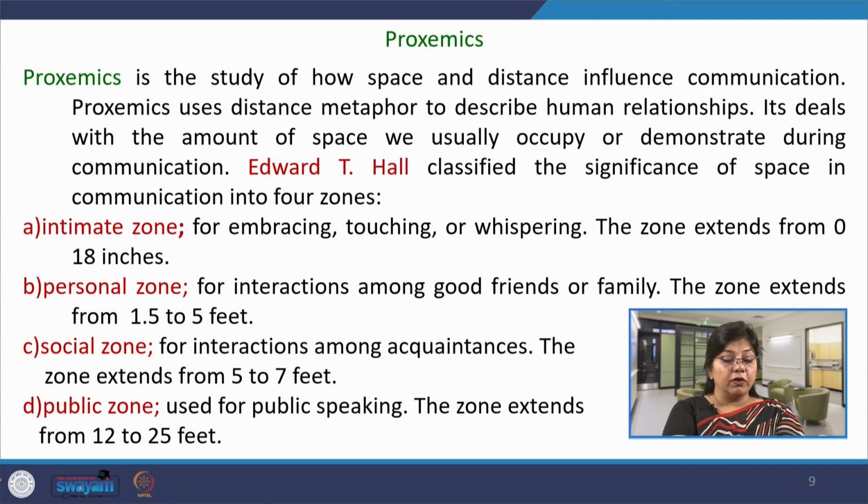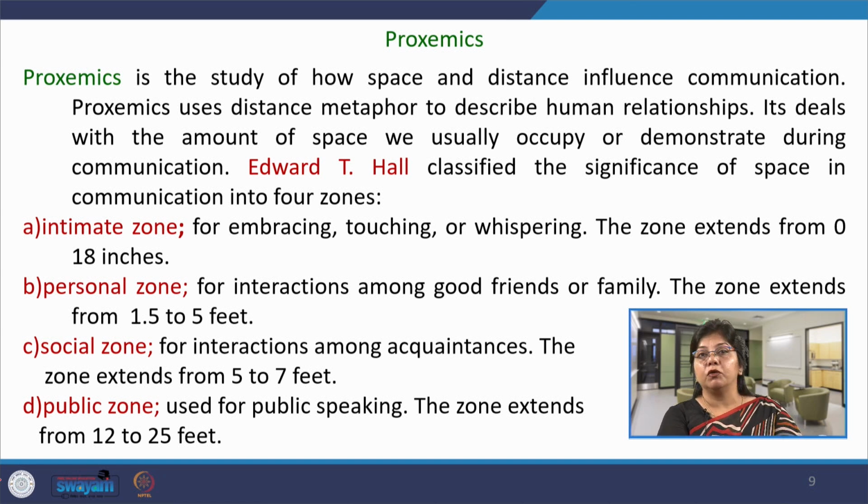The social zone is for interactions among acquaintances. This zone extends from 5 to 7 feet. For example, in any official meeting, we meet each other every day at workplaces, and we tend to maintain a very formal distance when talking to our co-workers, or when scheduling a meeting in a boardroom. So, there is a formal distance between the authority and the subordinates, maybe 5 to 7 feet. And then there is the public zone.